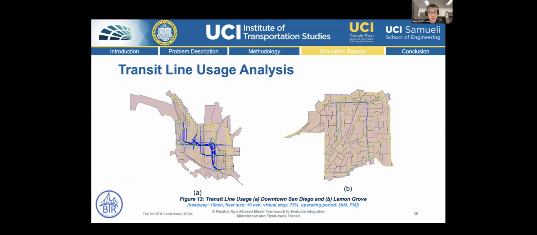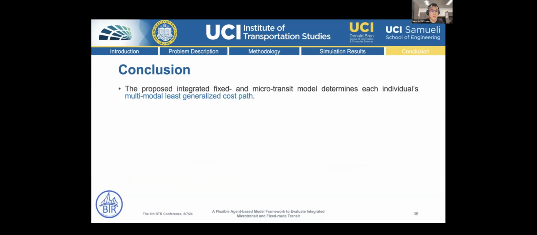And here is the existing transit network usage after we deploy microtransit. This model could also tell us what might be the unproductive segments of your existing transit network. That gives us the information that maybe we could reconsider some of these segments, maybe remove them or replace them with microtransit. So these are some of our conclusions.